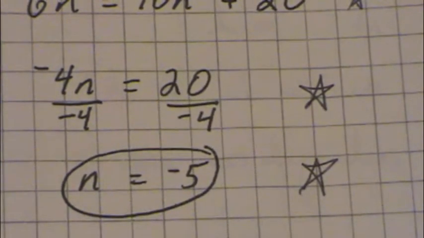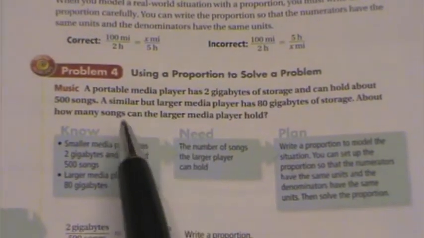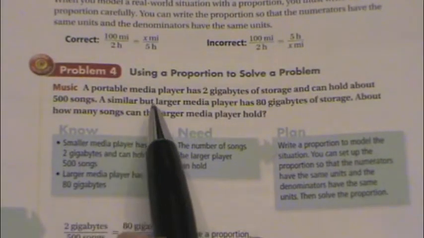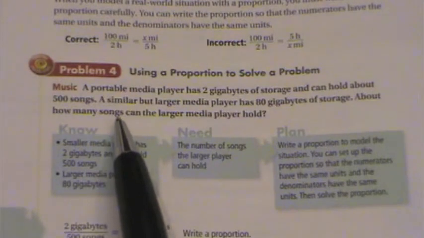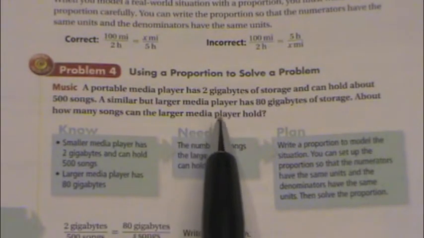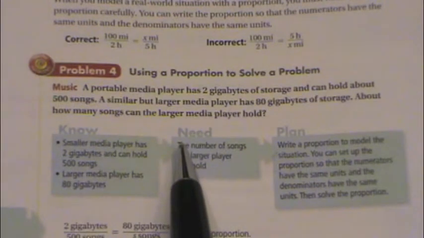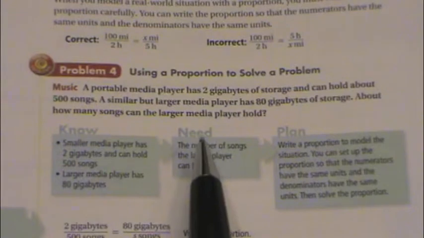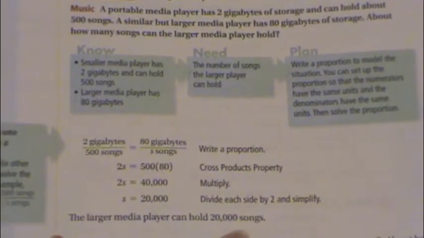Back to your book, let's take a quick look at number 4, the last problem for this lesson. So, this is a kind of a useful thing. I love how they say portable media player. Your iPod has 2 gigs of storage and can hold 500 songs. A larger iPod has 80 gigs of storage. How many songs can you hold on the next iPod after you mow enough lawns to earn enough money to buy it? Well, set up a proportion.